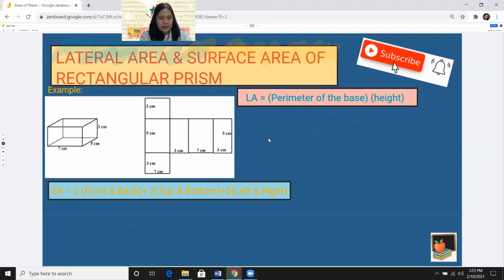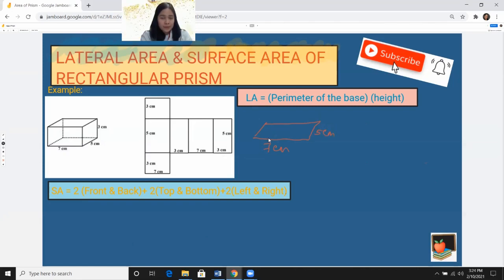For the lateral area, as I mentioned a while ago, the area of the base is not included. So we will just get the perimeter. The definition of the perimeter in geometry is that we add the measurements of all its sides. Since this is a rectangular prism, the side measurements of the base will be the length and the width, which are 7 centimeters and 5 centimeters. So we need to get the perimeter of the base first. The length is 7 centimeters and the width is 5 centimeters.